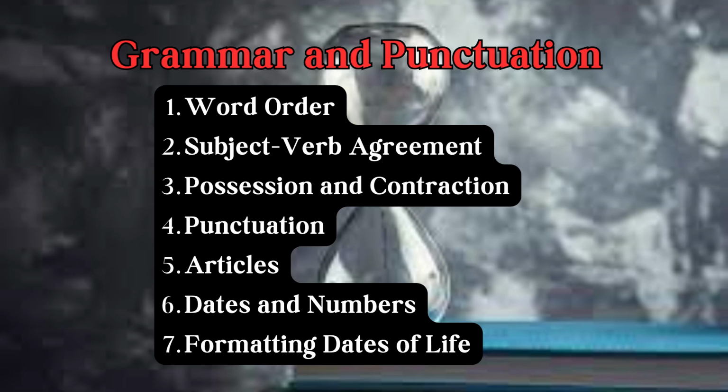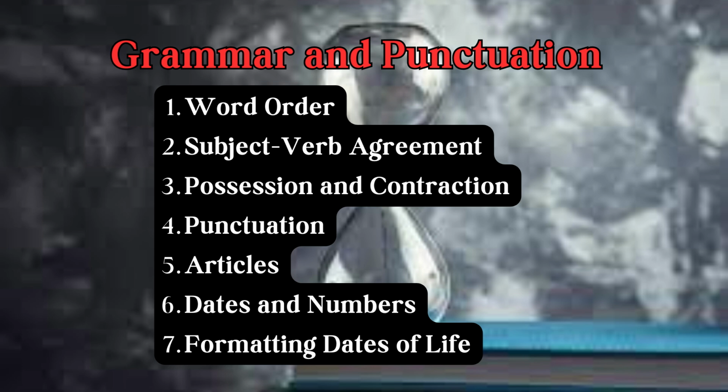Grammar and punctuation. Word order. Standard English word order is the subject, verb, object order. Always when you're writing your sentences, ensure it has the subject, the verb, and the object. It should always follow that order. Then use declarative sentences in academic essays.